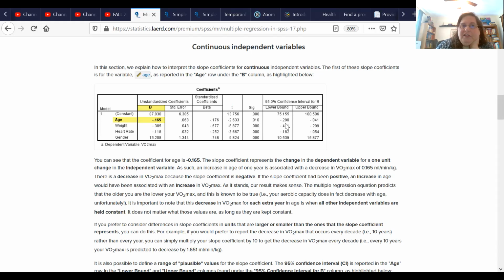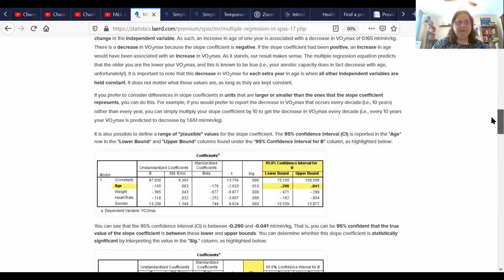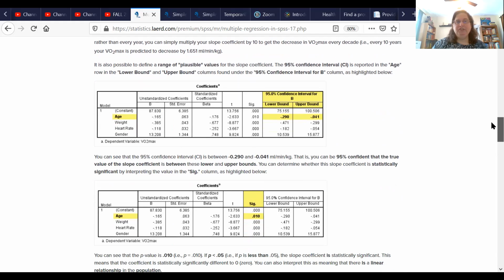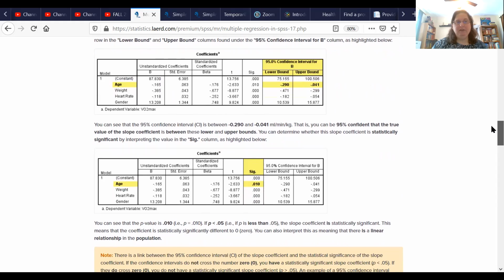This and this should line up. In other words, if you get a significant value here, this 95% confidence interval should not cross 0. If you don't get a significant value here, this should likely cross 0. It's not 100%, but it's pretty likely. Okay. So that's age, and there's our confidence interval that we just talked about.